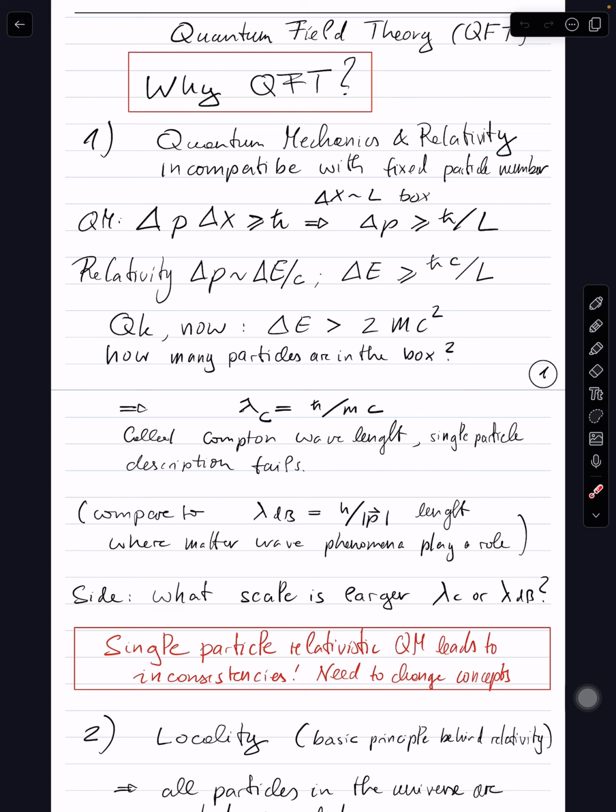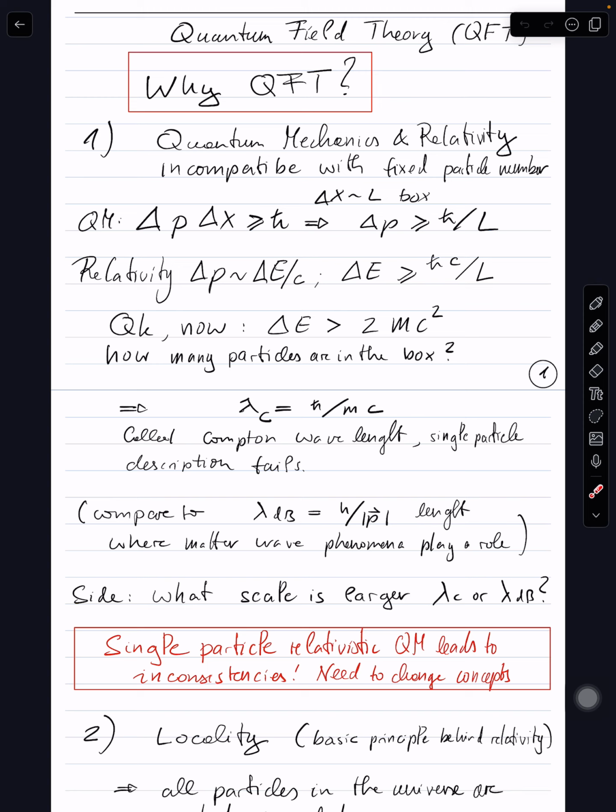We can derive this inequality by saying that there is a length scale at which, for a particle of mass m, the quantum mechanical concepts break down. This is h bar over m times the speed of light c. So essentially, it's inversely proportional to the mass of the particle, and it's called the Compton wavelength for a single particle. And this is the wavelength where the single particle description fails.